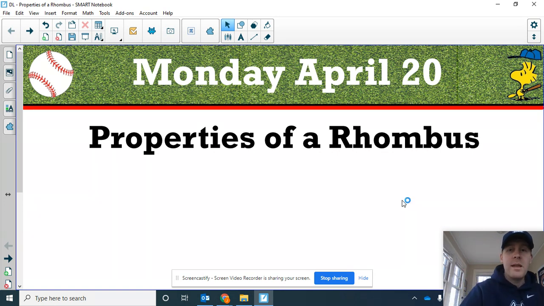So what we're going to do today is talk about one of my all-time favorite shapes, and that is the rhombus.